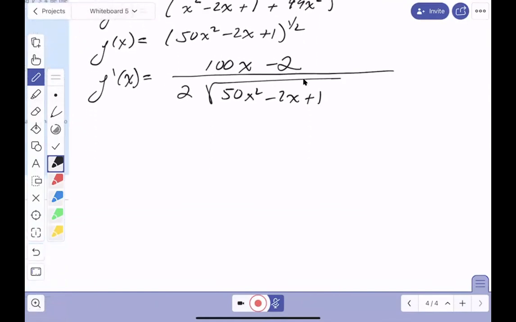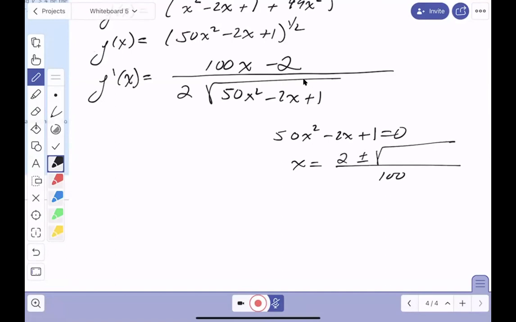I'm worried about the bottom again. And what am I worried about? Is it ever equal to 0? I do worry about that, and let's put that down. x equals, this should be pretty easy. Twice the a would be 100. And what do you get on top? The opposite of b would be 2, plus or minus, let's see, b squared would be 4 minus 4 times a, which is 50, times c, which is 1. So what I know is complex.